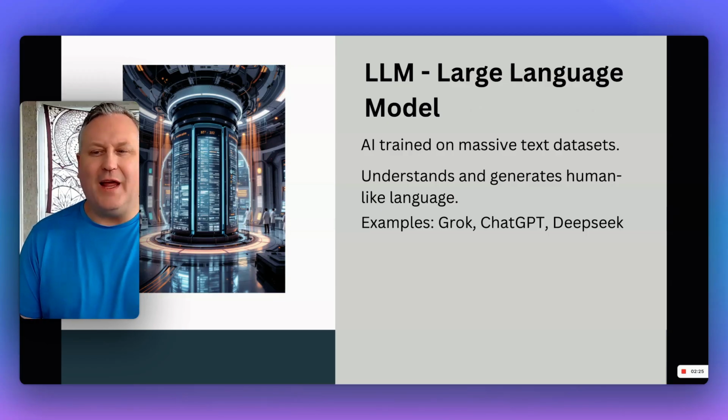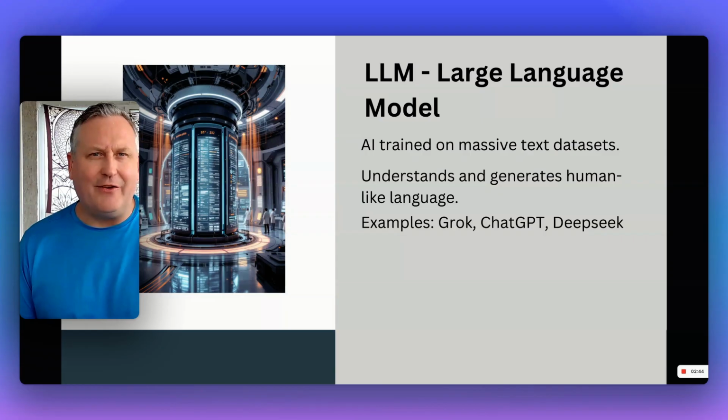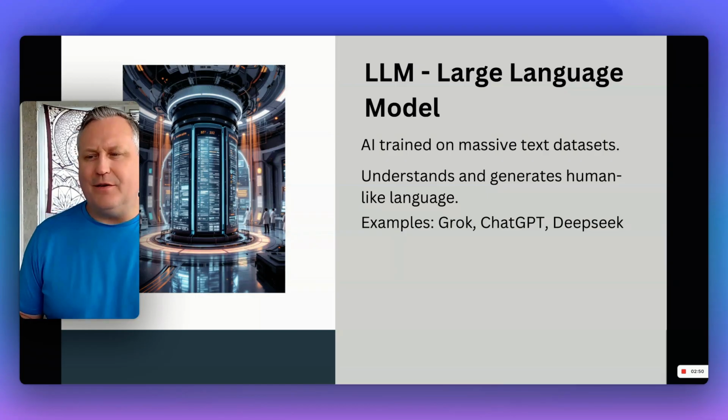LLMs, so large language model. Again, this is probably the most common one. Chat GPT, Grok. They're trained on massive data sets to build their language and knowledge. And they're the ones that generate the human like language. So things you see like content marketing, when you're asking Chat GPT a question and writing stories, again, it uses these large language models to do that.